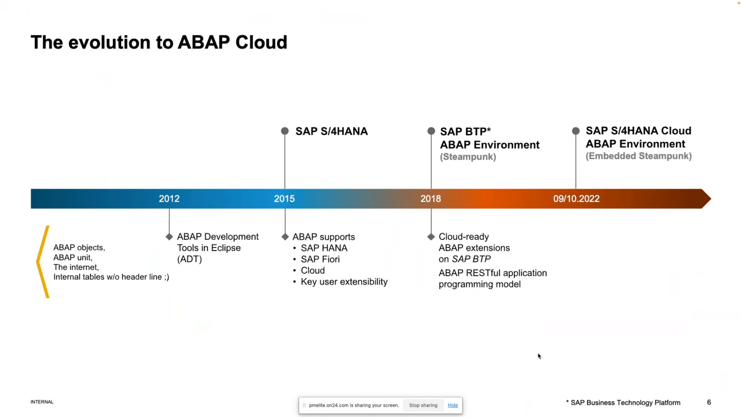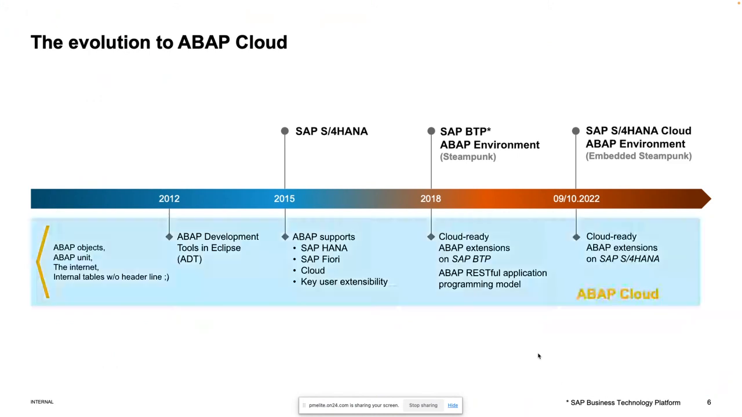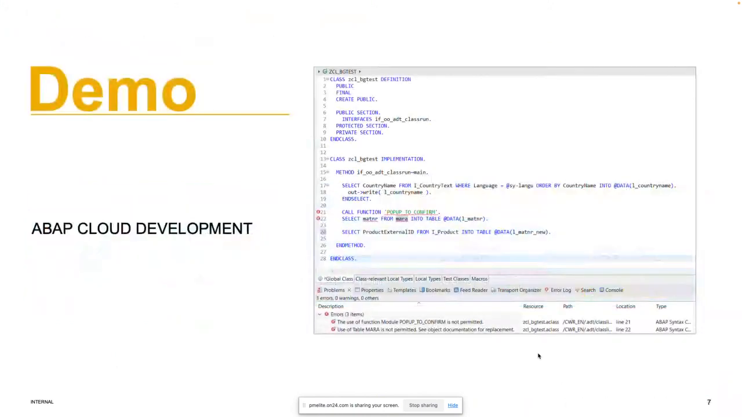So S/4HANA Cloud, of course, brings you all the business-related stuff to directly access it. And all of that together with some other ideas, I will come back to, is then what we understand as ABAP Cloud. So how does that feel in reality?